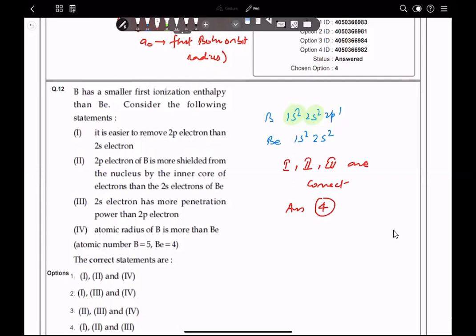Yes, the ionization energy of s is more than p because p is more diffuse as compared to s. 2p electron has more shielding because inner shell electrons are more in boron than beryllium. And the primary reason is certainly that the electron is removed from 2p instead of 2s. 2s is closer to the nucleus, so it is difficult to remove the electron from 2s orbital as compared to 2p. Now move to the next question.